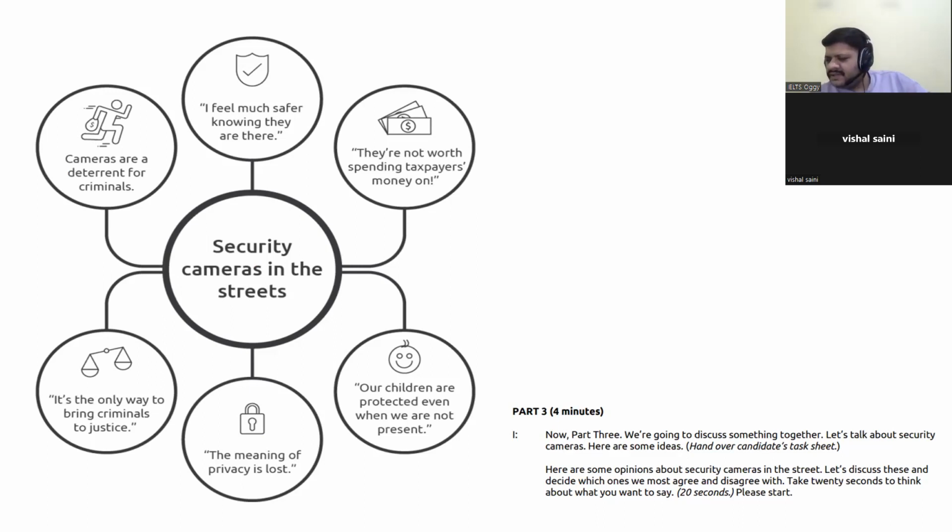Okay, please start speaking. The topic is security cameras in the streets. Actually, I feel much safer knowing they are there. Cameras are like eyes. They can see you the whole 24 hours, and they can catch each and every activity.